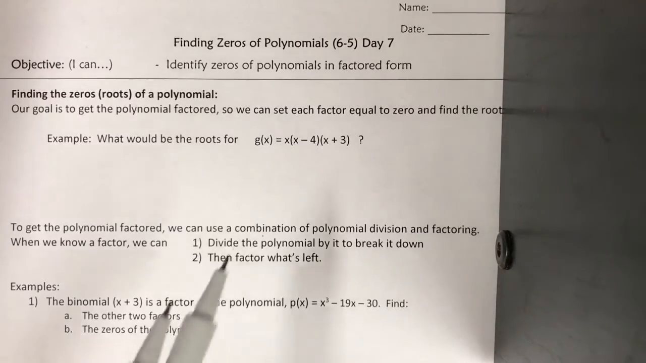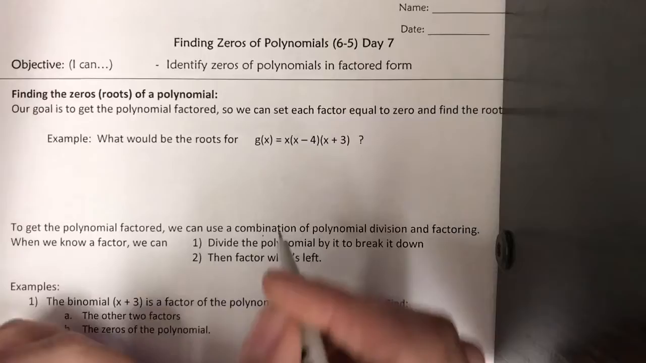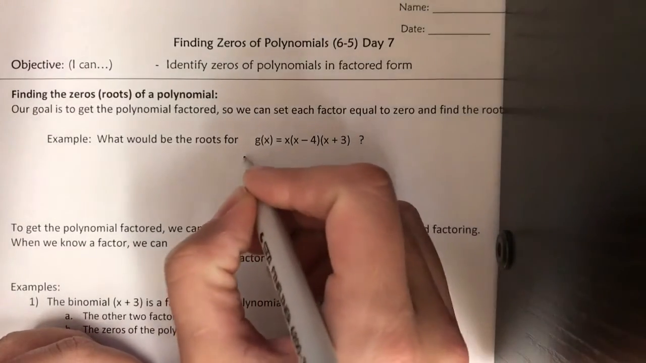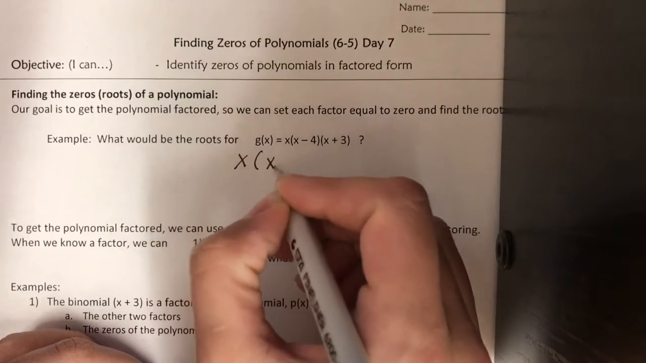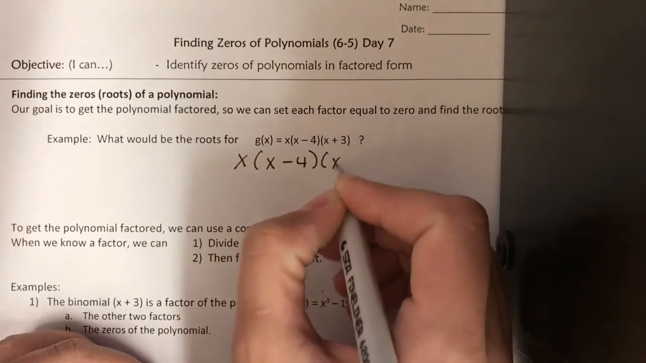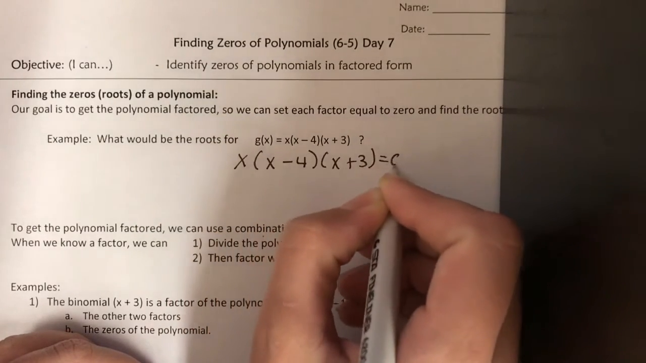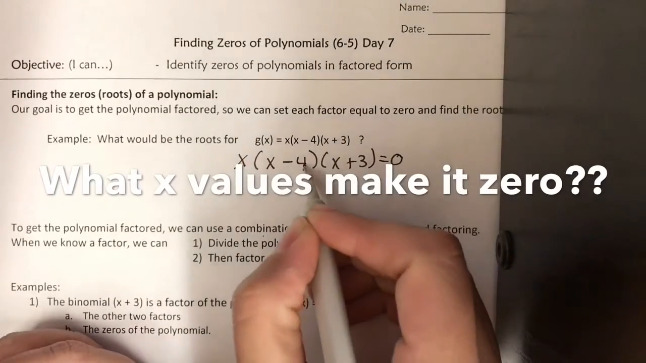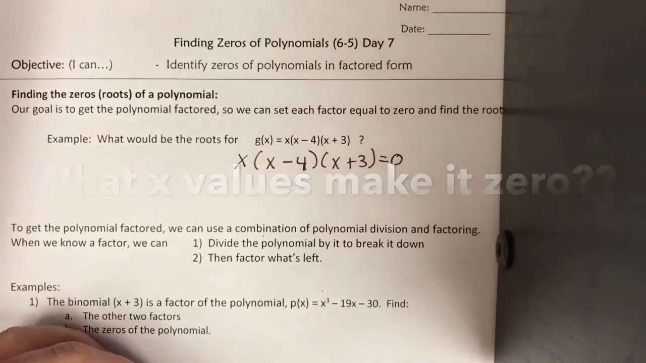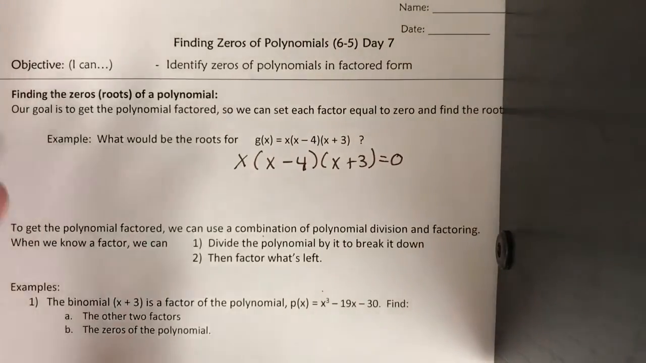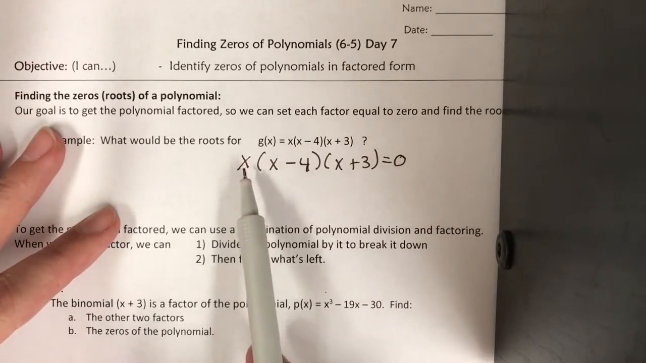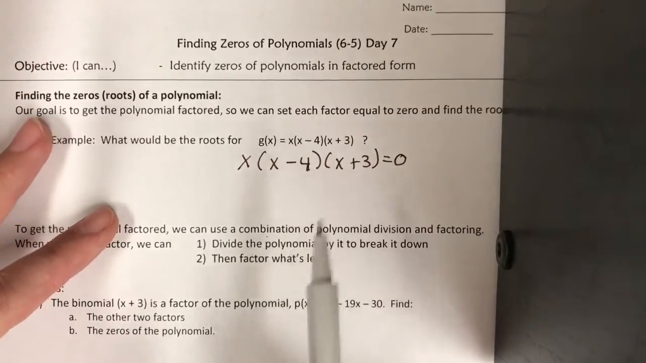So the first one, luckily for you, is already in factored form. So really, when we're trying to find the zeros, we're really setting that function equal to 0. So I'm just going to rewrite this here. Because we're trying to figure out what x values are going to make the whole thing 0, or the y value 0. So since it's factored, I have multiplication between all of my three factors.